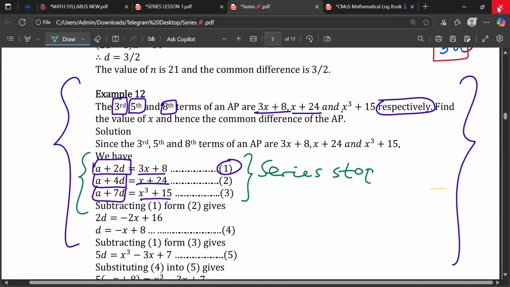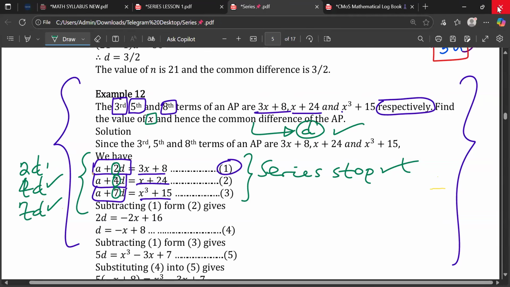Where series stop is saying 3rd term, you put here, 5th term, put there, 8th term, put there. Now the rest is algebra, because they're asking for the value of x and the value of common difference, which is d. So I don't want you to say I never taught the topic. I've taught the topic and you now know 3rd term we expect 2d somewhere, 5th term we expect 4d, and 8th term we expect 7d. You get?